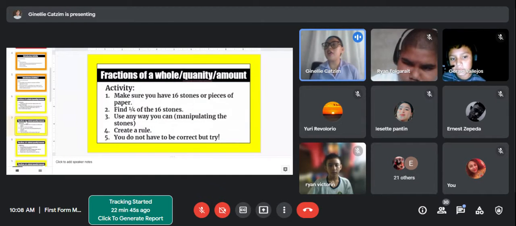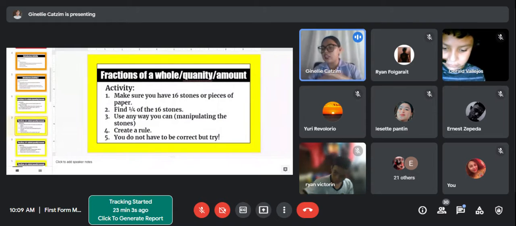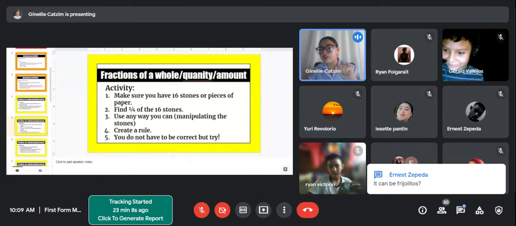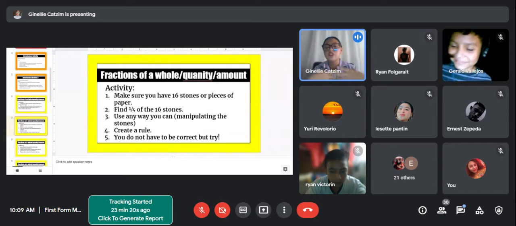So I hope you have your 16 small stones or pieces of paper. You will find 1/4 of those 16 stones. Use any way you can, manipulate the stones in any way you can. I will not tell you if it is correct or not correct. You just do what you think you can do with that and come up with a rule. Remember, you do not have to be correct. You are doing plenty by just trying, right?